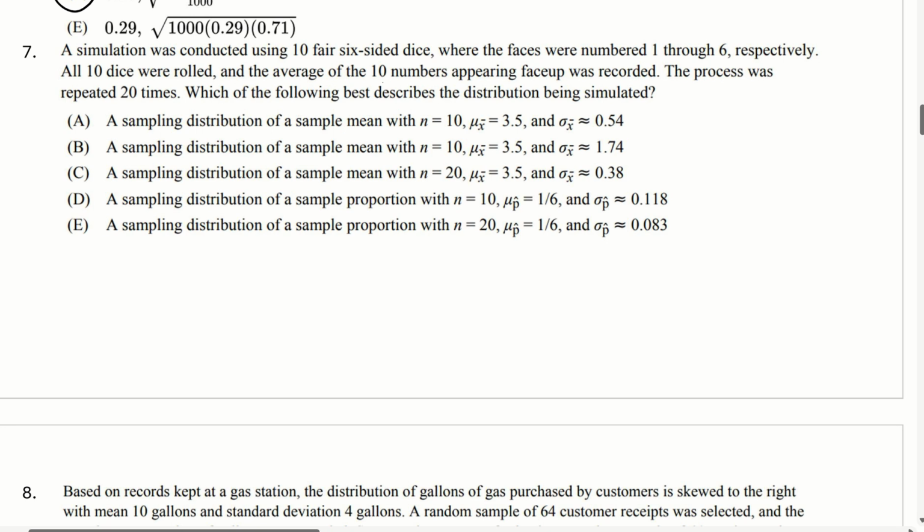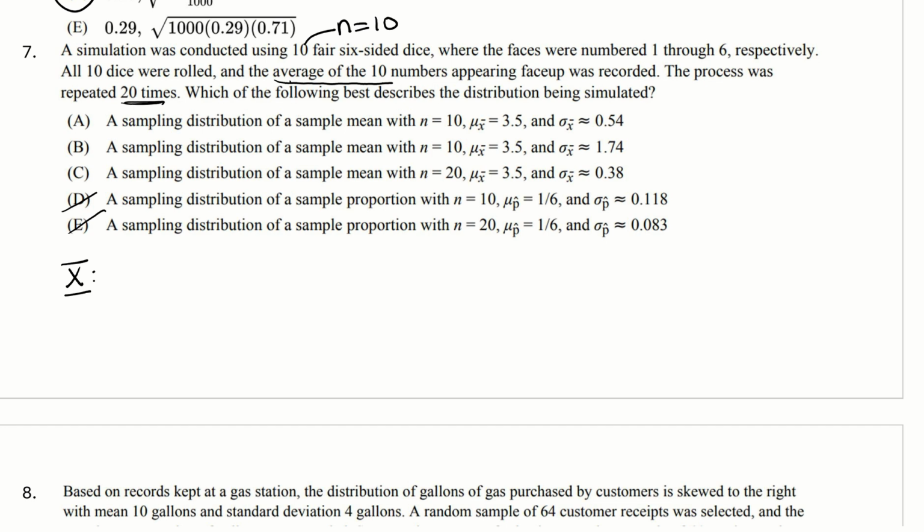Okay, so first off, we want to find the average of the 10 numbers, which eliminates these two because those deal with proportions, and we don't want that. We want the sample mean, okay? So remember that this is a sampling distribution where we're dealing with x bar. We're doing the average of the 10 numbers, right? And we have n is equal to 10. When it says the process is repeated 20 times, do not confuse that as the n.